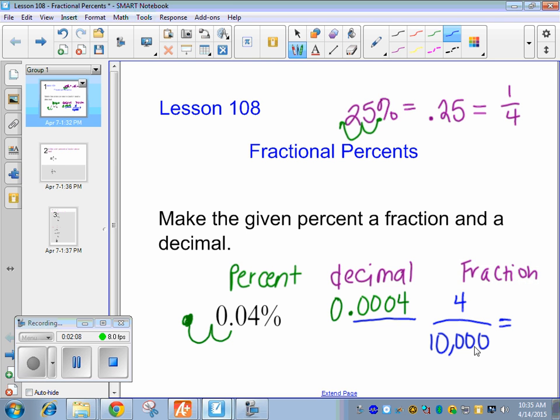Does 4 go evenly into 10,000, you guys? Yeah, so that'd be 1 over, 4 goes into 10 how many times? Twice, so we'd subtract 8 and have a 20 left over. 4 goes into 20, 5 times, and then a 0, 0. So 1 over 2,500 would be the reduced fraction. So this is part of my answer, and then that's part of my answer.